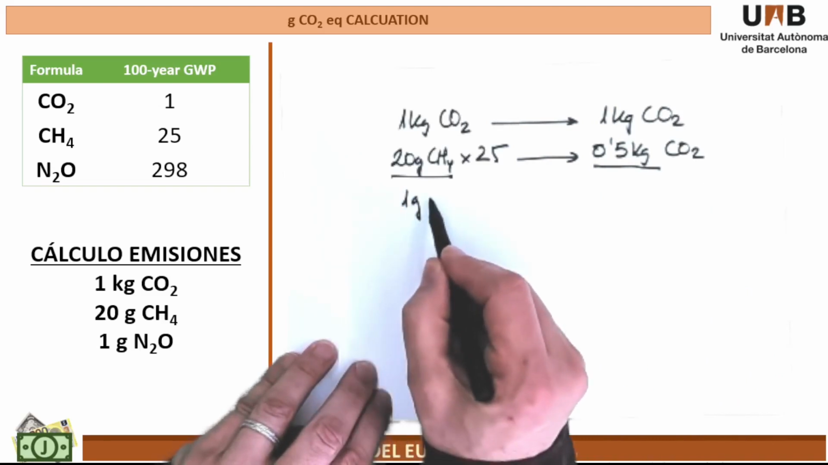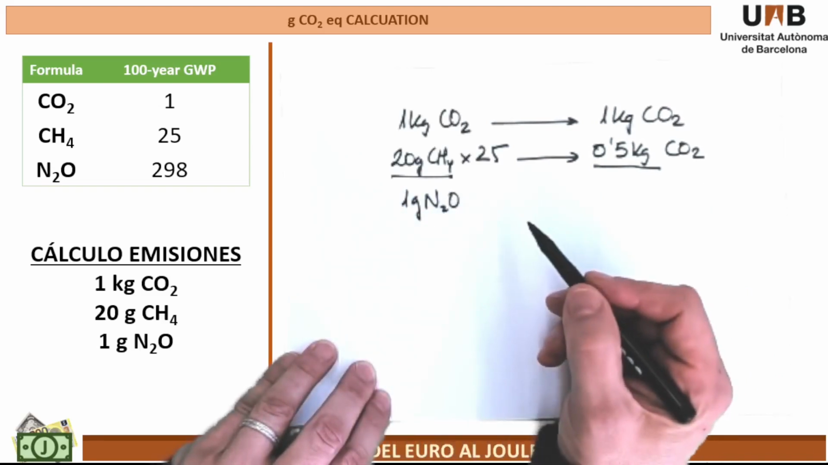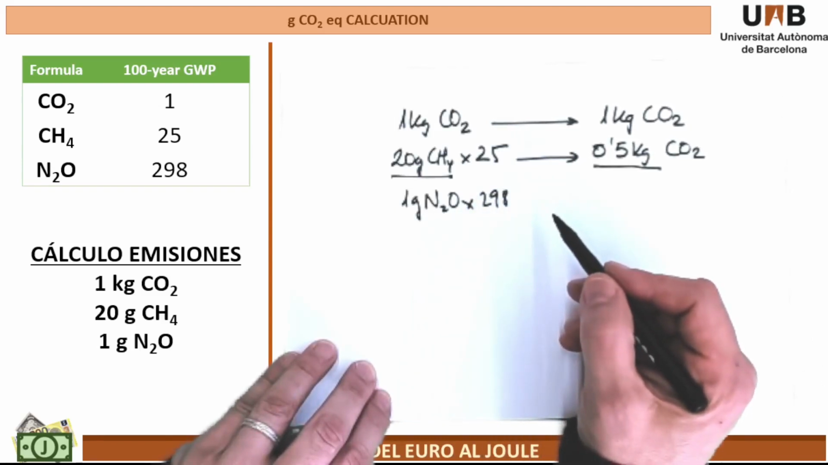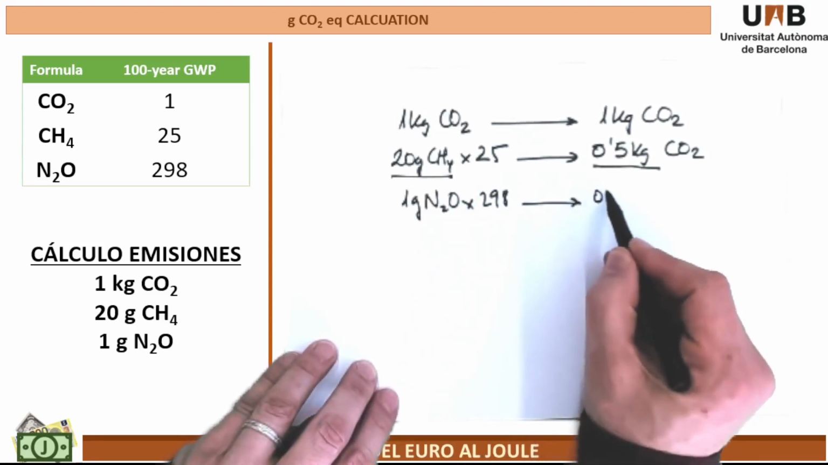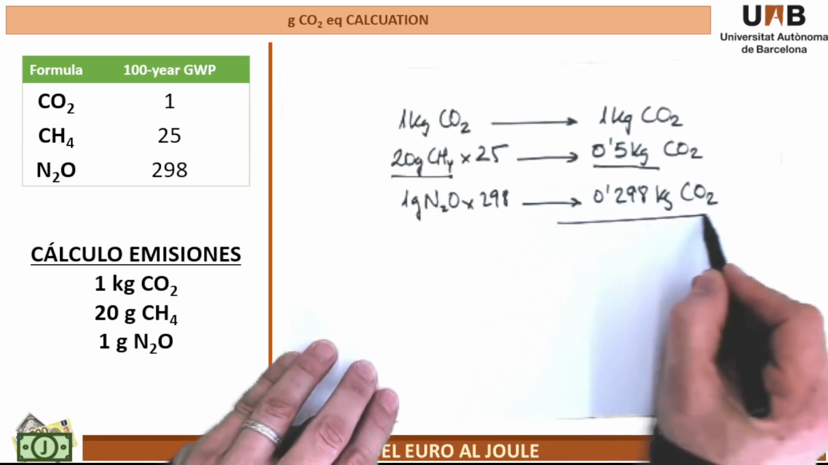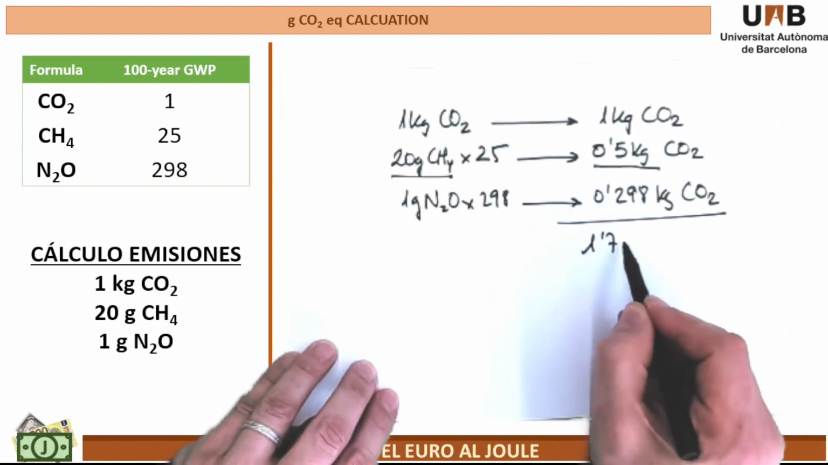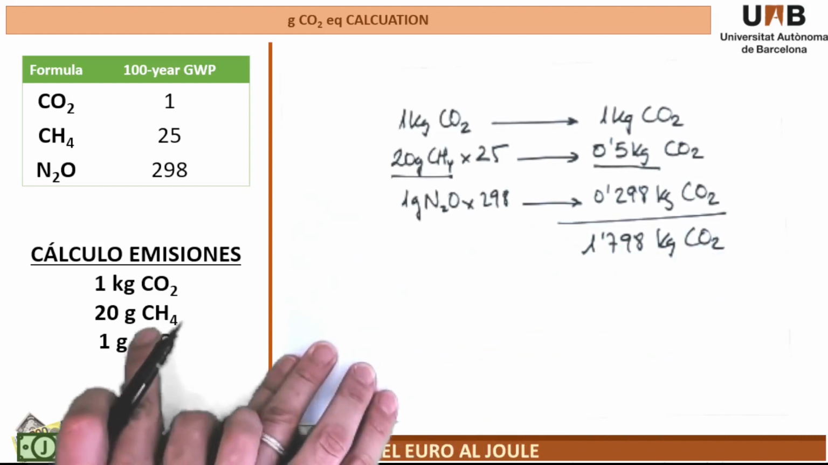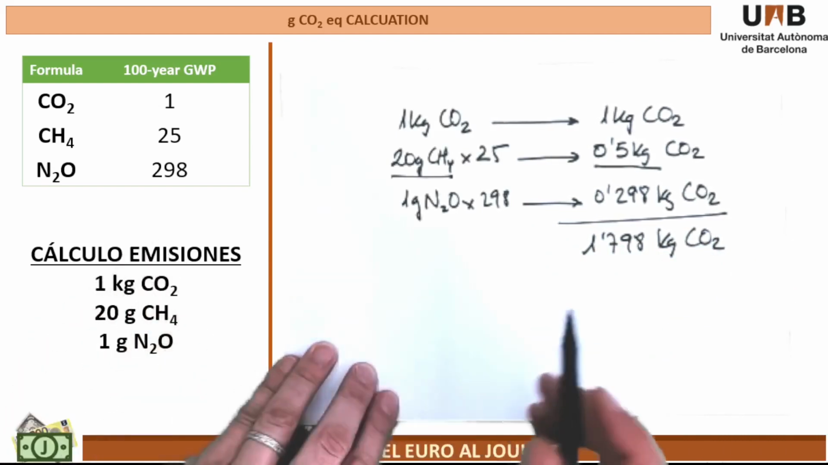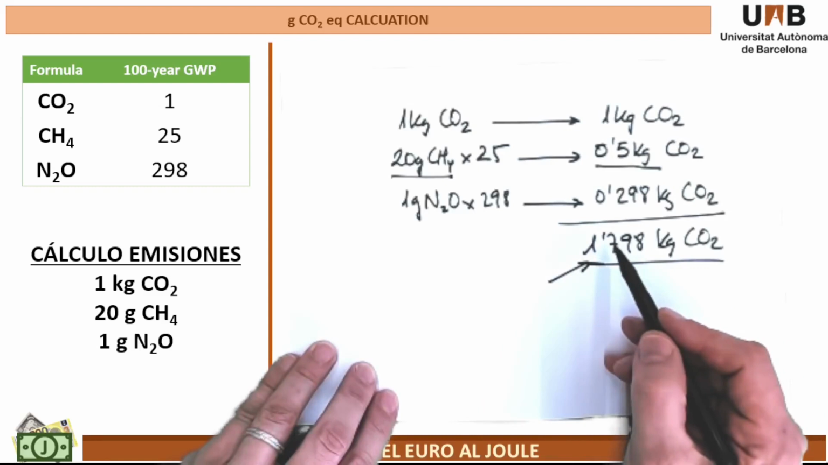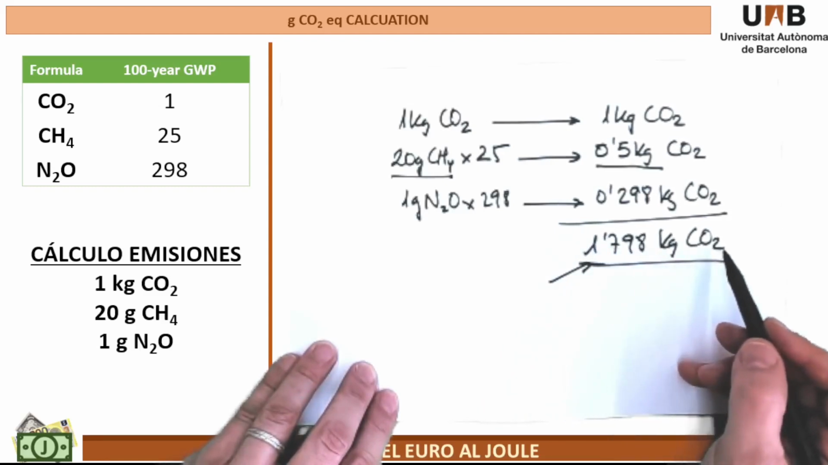And 1 gram of nitrous oxide has a warming potential 298 times larger. It means that it's like 0.298 kilograms of CO2. If we add all these values, it means that this level of emissions with this combination of molecules has the same warming potential as 1,398 grams of CO2.